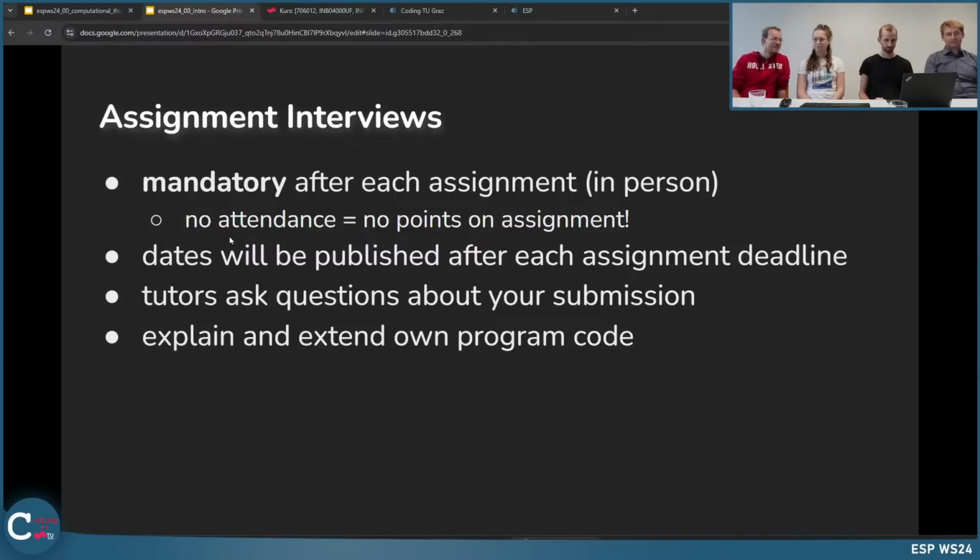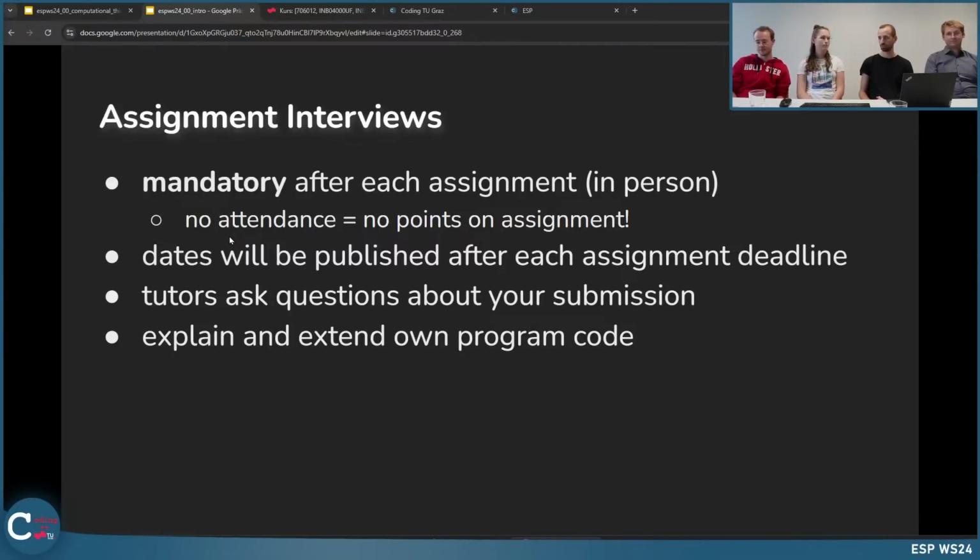For some exceptional reason, if you are, I don't know, ill for a week, you have COVID and you cannot leave your house, maybe we can find another solution. But in general, everything is in person here. But please don't come when you're ill. So please write us an email at coding@2grads.at and we will find a solution for that. But in general, all the assignment interviews are meant to be in person. And yeah, I see the question: you usually need your own computer then, because you need to extend your code. And I would highly recommend it.